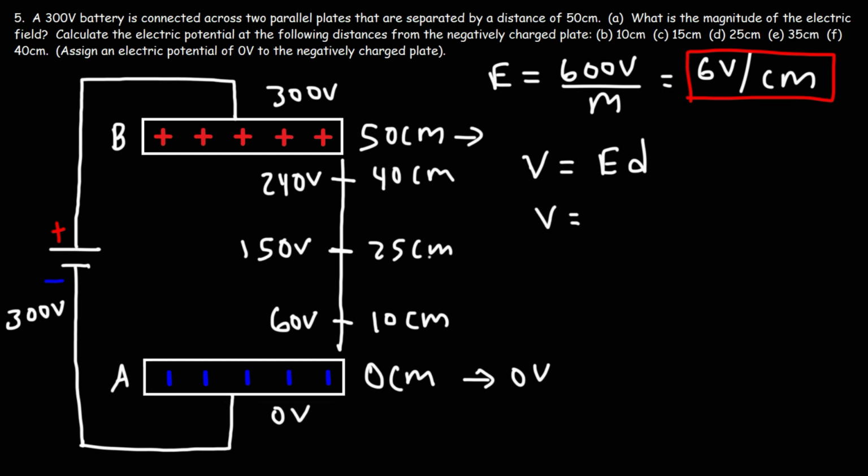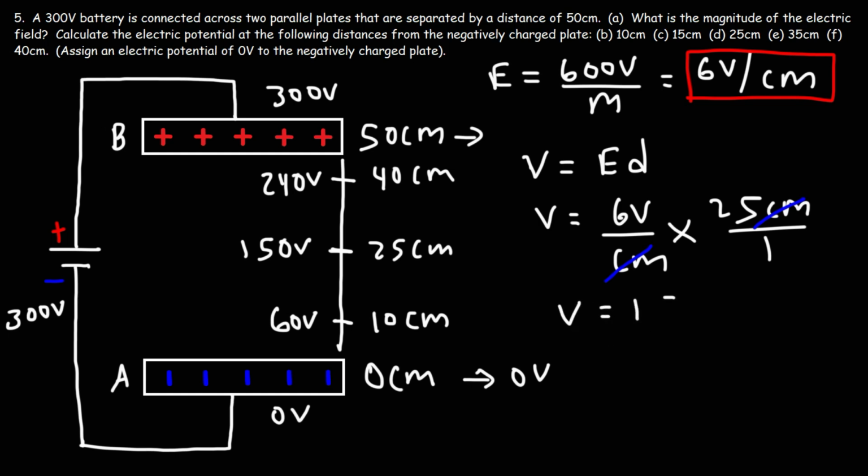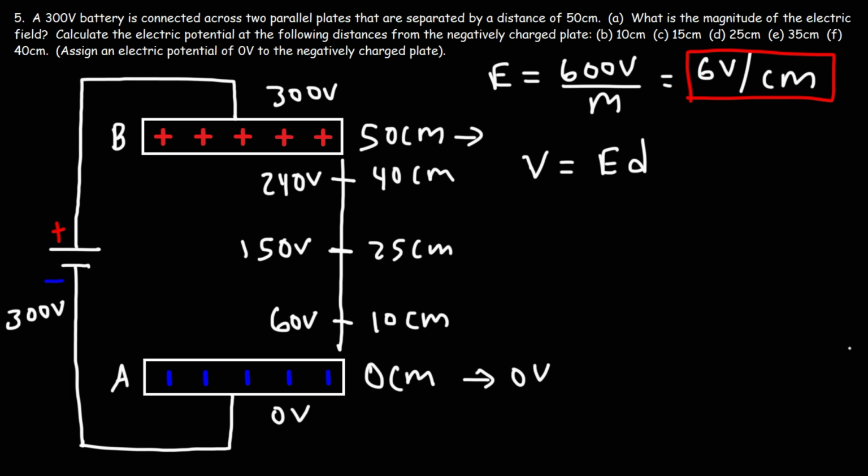So let's say we want to calculate this value using this number that we have here. So the electric field is 6 volts per centimeter. If we multiply this by 25 centimeters, the unit centimeters will cancel, and 6 times 25 will give us 150. So we get a potential of 150 volts, which we have here. So we could use this formula to calculate the electric potential at any point of interest.